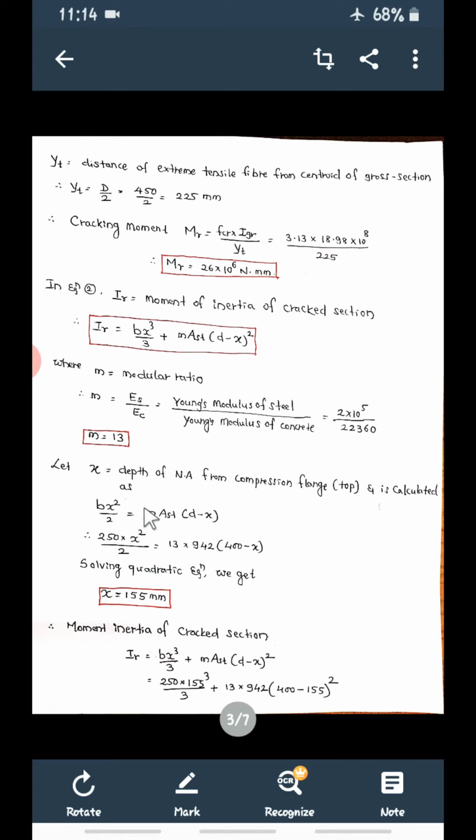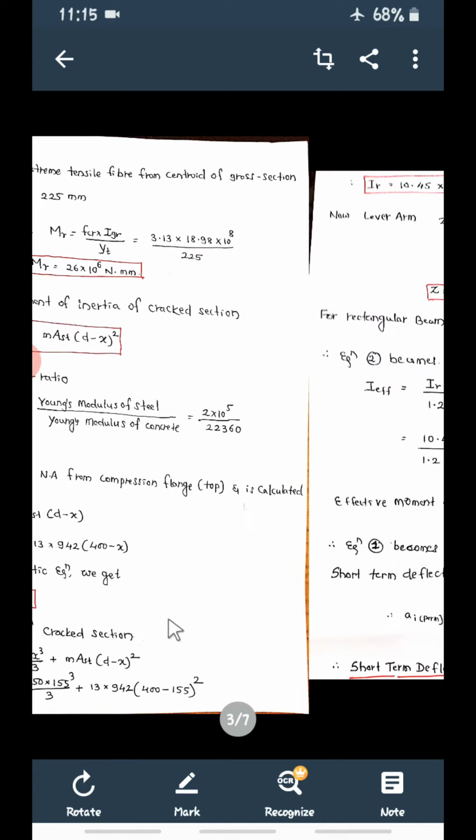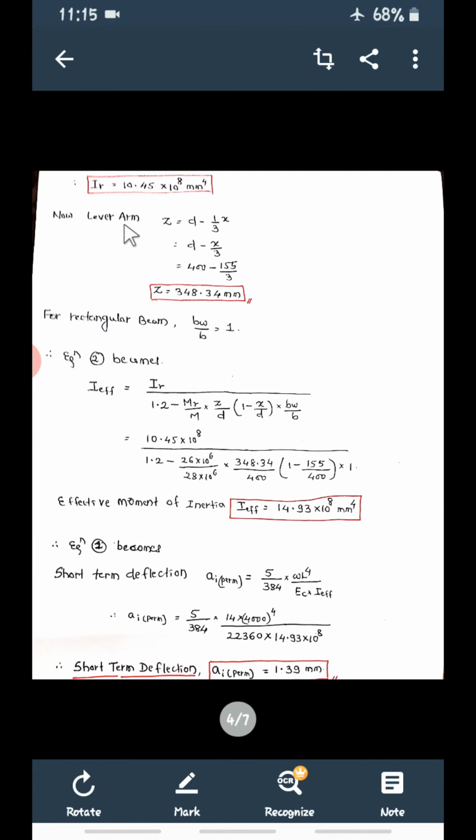Icr is equal to bx cube by 3 plus m Ast into (d minus x) square. Substitute all these values, m, x, d, and we'll get Icr. Icr is equal to 10.45 into 10 raised to 8 mm raised to 4. This is the moment of inertia of the cracked section.